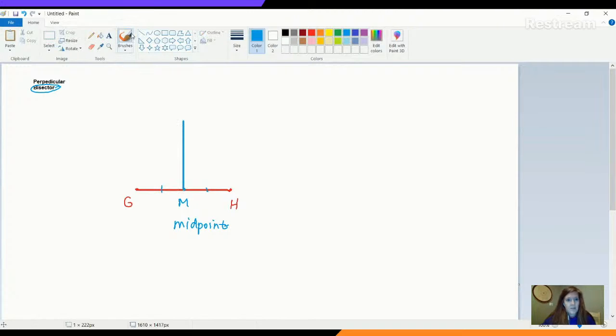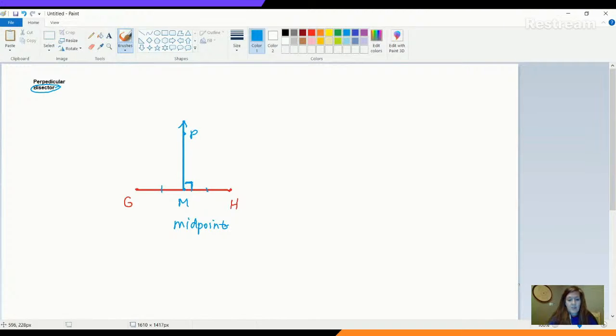Here we go. So now I have drawn a ray, right? And that ray is at 90 degrees. So that ray is perpendicular to my line. So now all of a sudden, I have a perpendicular bisector.